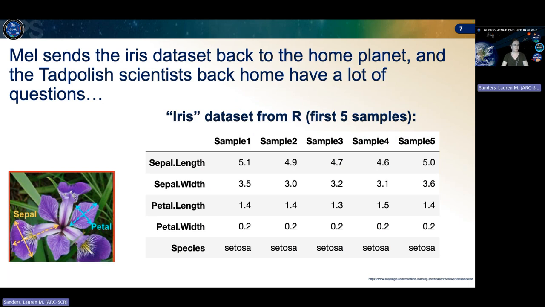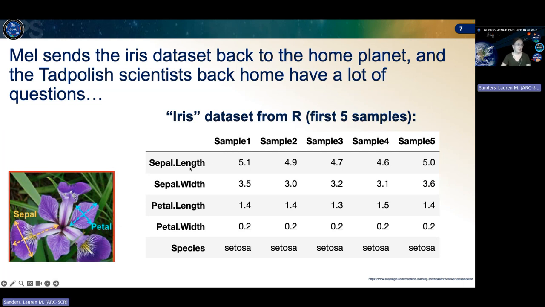Mel then uses all of this data to create a data set called the iris data set. And if any of you have done any programming in R before or any statistics, you will be familiar with this data set because it's used in a lot of the examples. So Mel goes ahead and sends this iris data set back to the home planet, but the scientists back in the Tadpole galaxy have a lot of questions. So what I'm showing here are the first 5 samples of Mel's data set. And this data set is now publicly available in the R database.